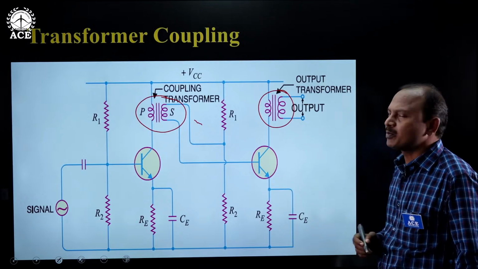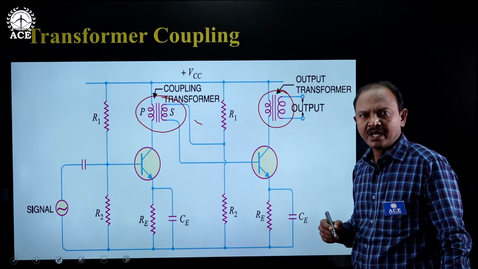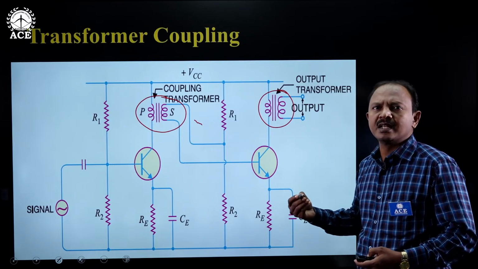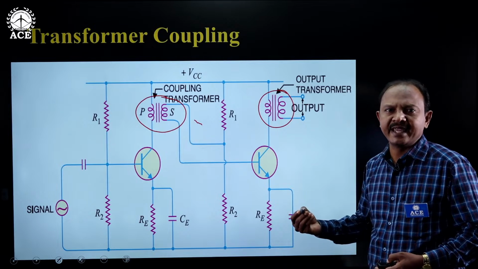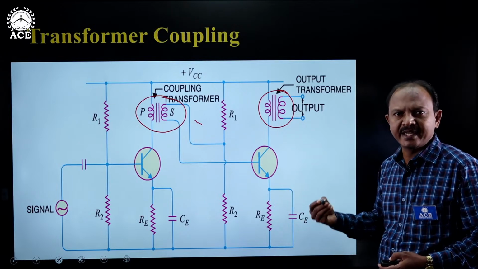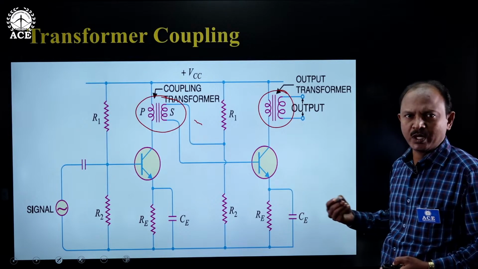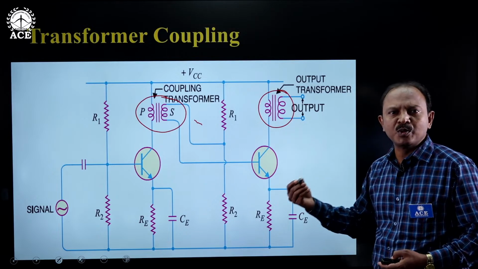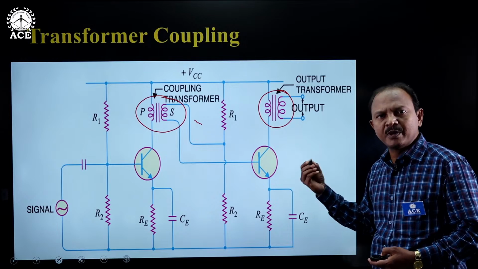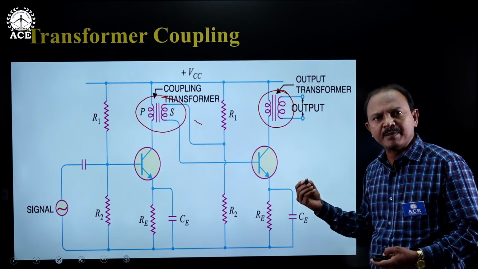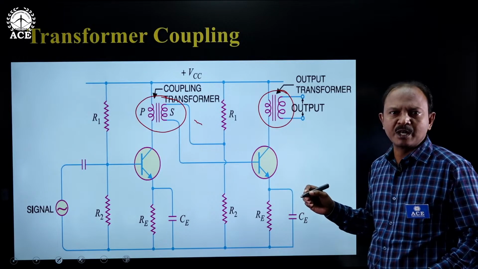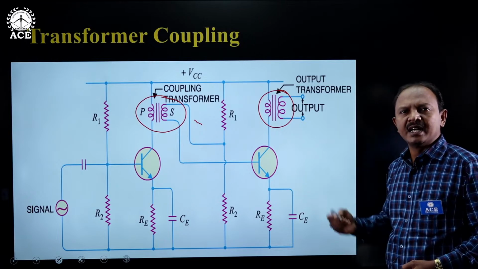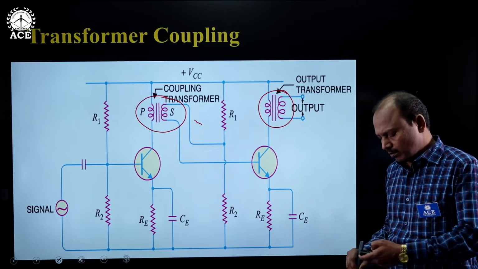This coupling scheme is popularly called transformer coupling, and it is mainly used in power amplifiers, namely transformer coupled class A, class B power amplifiers, and so on. In all popular power amplifiers, transformer coupled class A power amplifier, class B push-pull power amplifier, this type of transformer coupling is implemented. Now let's see the advantages and disadvantages of this scheme.